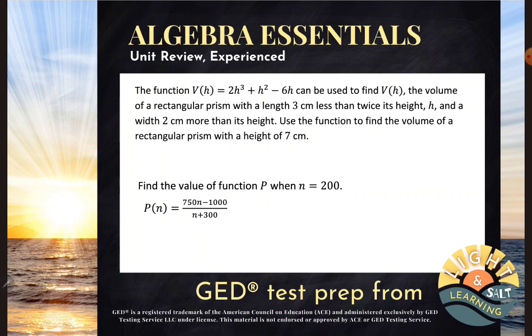A function v that has an h in it is 2h to the third power, or cubed, plus h squared minus 6h, and it can be used to find v of h, the volume of a rectangular prism with a length 3 centimeters less than twice its height, h, and a width 2 centimeters more than its height. Use the function to find the volume of a rectangular prism with a height of 7 centimeters.